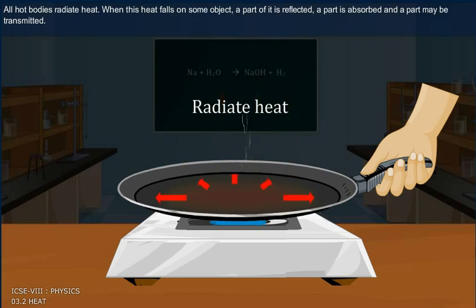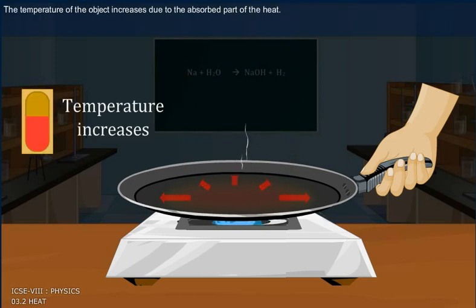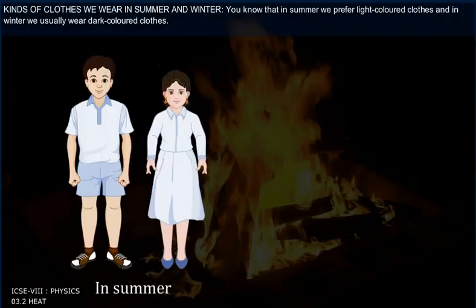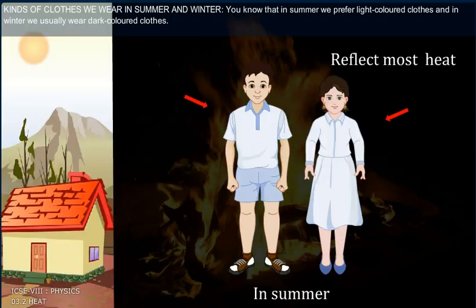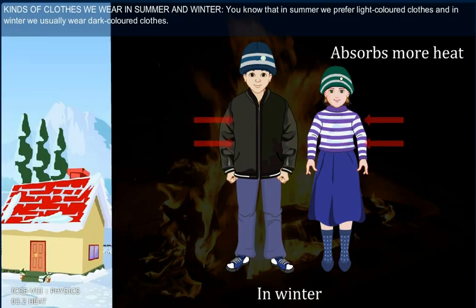When this heat falls on some object, a part of it is reflected, a part is absorbed, and a part may be transmitted. The temperature of the object increases due to the absorbed part of the heat. Kinds of clothes we wear in summer and winter. You know that in summer we prefer light colored clothes and in winter we usually wear dark colored clothes.